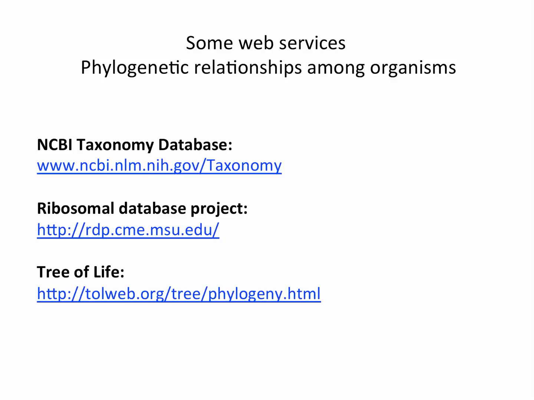Here we have some web services where you can obtain phylogenetic relationships among organisms. First, we have the taxonomy database. The taxonomy database is an accurate classification and nomenclature for all the organisms in the public sequence database. This currently represents about 10% of the described species of life on the planet.